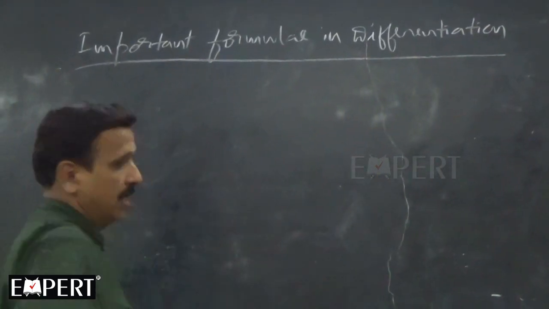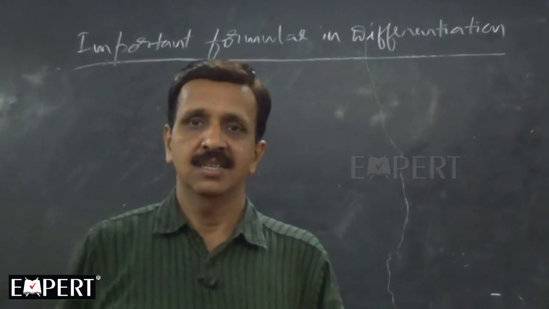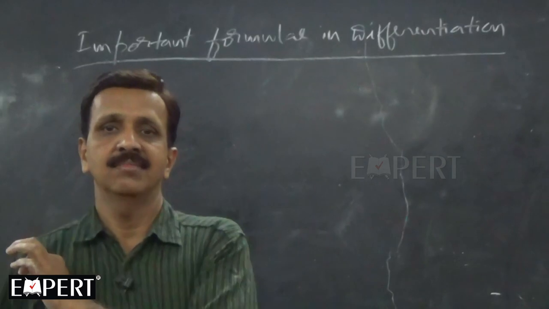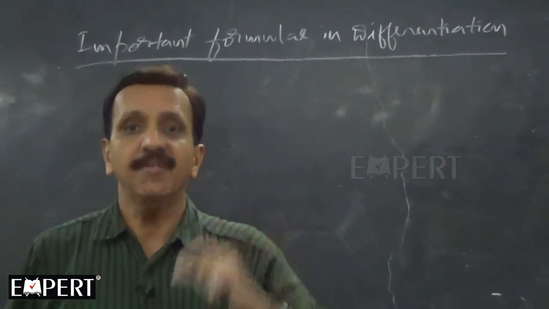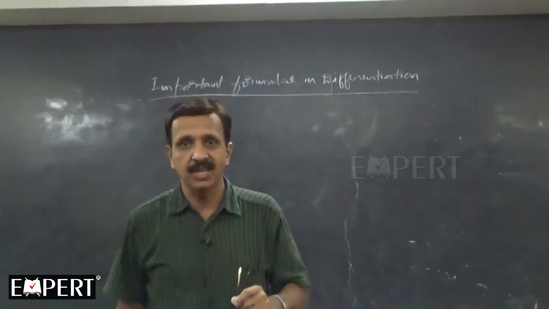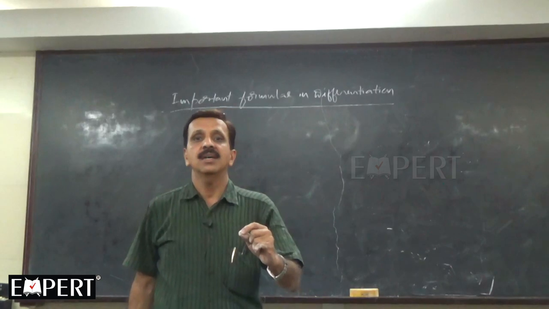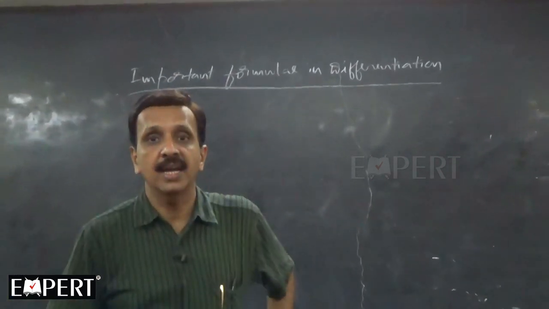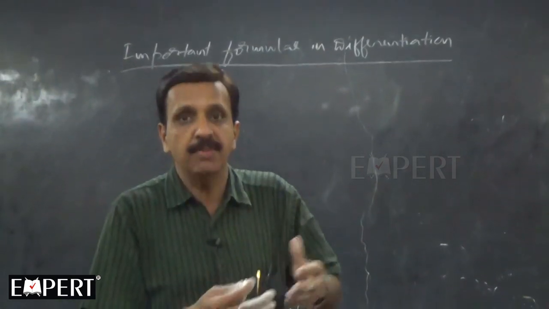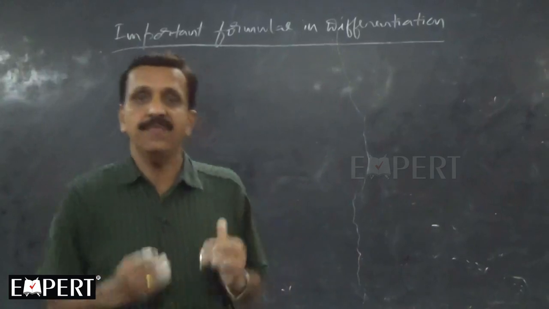I repeat, differentiation is an operation. Differentiate on both sides. Why are you differentiating? To get measure of variation. To get differential coefficient, to get derivative. Differentiation is an operation. By that operation, what are you getting? Because of differentiation, you are getting derivative or differential coefficient.